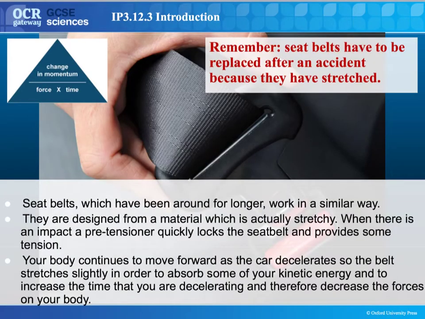Another important safety feature in a car is seat belts, which have been around for a longer time. They're designed from a material which is quite stretchy. When there's an impact, something called a pre-tensioner locks the seat belt and provides some tension. Your body will continue to move forward as the car decelerates, so the belt will then stretch slightly to absorb some of your kinetic energy, and it also increases the time that you are decelerating, and therefore decreases the forces on your body. After an accident, seat belts need to be replaced because they have been stretched. So if an accident was to occur again, they wouldn't work as effectively, so we need to replace them.